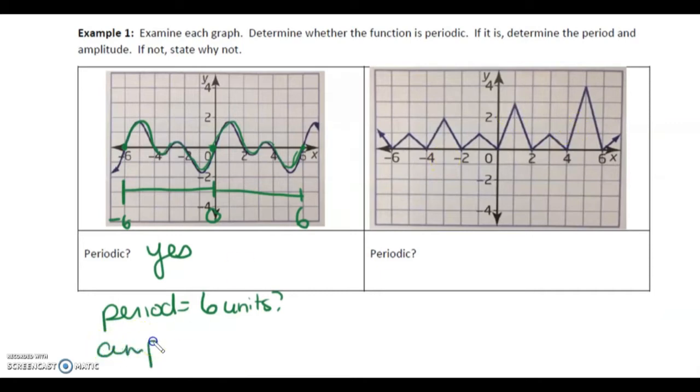And then, what's the amplitude? Okay, so the maximum here is, let's say 1.8, and the minimum is -1.8. So the amplitude is 1.8. It goes up 1.8, and then it goes down 1.8.